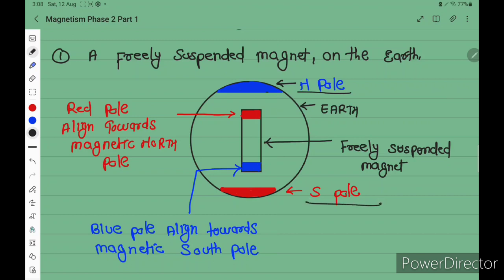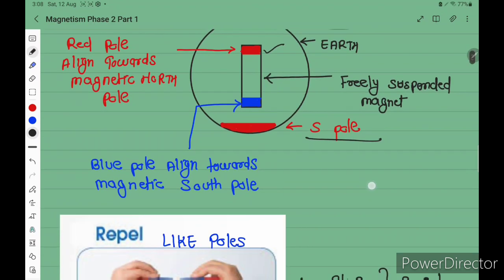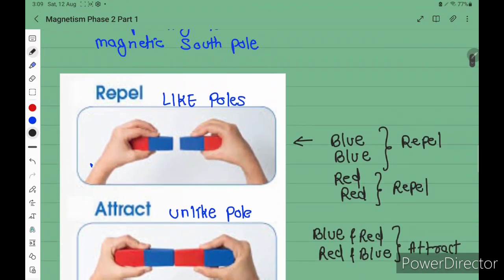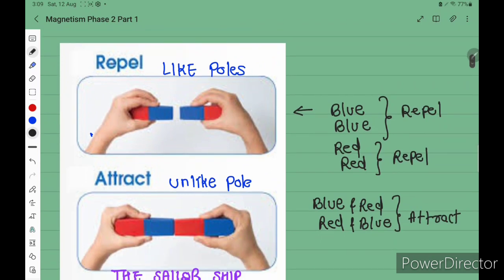Okay, if you put one freely suspended magnet on the earth, it will acquire the red pole on the magnetic north and the south blue pole aligned towards the magnetic south pole, if it is freely suspended. Okay, now we have the properties of the magnet. If you put the same poles together, they will repel, meaning the same poles repel, and the different, unlike poles, will attract.